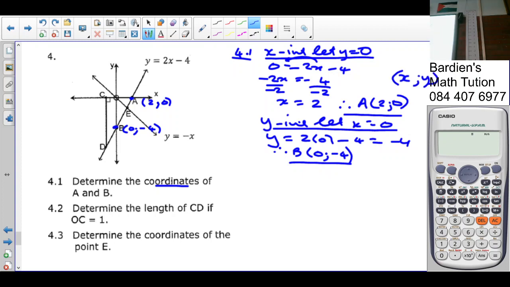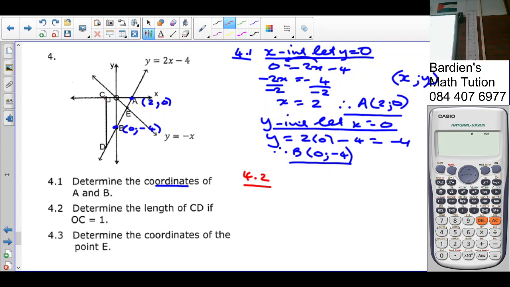Okay? So what I'm going to do is, before I even take it off, I'll do the next one. 4.2. Also, what you notice is that when I calculate something on a diagram like this, I keep on populating the diagram. I keep on writing the coordinates in it. Okay? Why? So that at one glance we can see exactly what we've calculated on this graph. Okay? 4.2. Determine the length of CD.